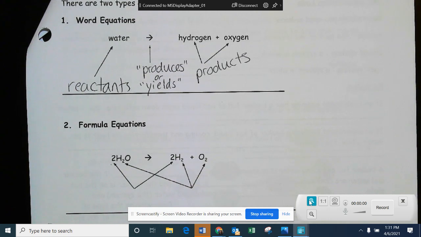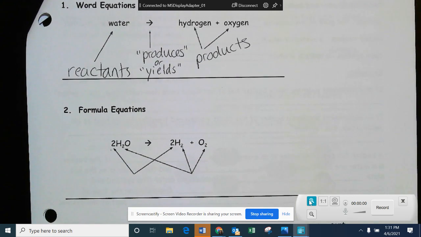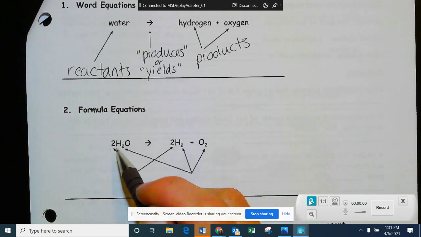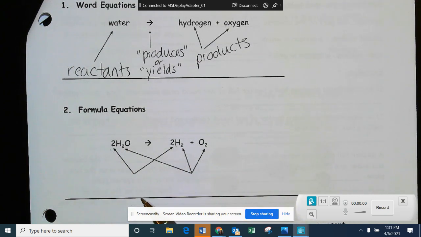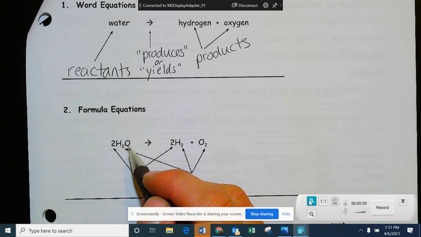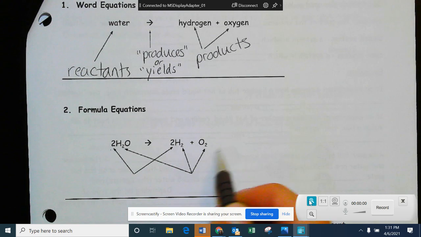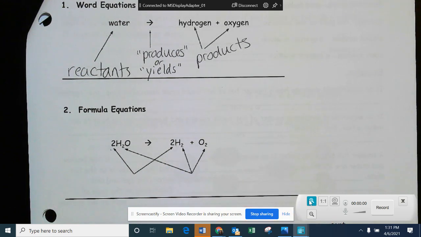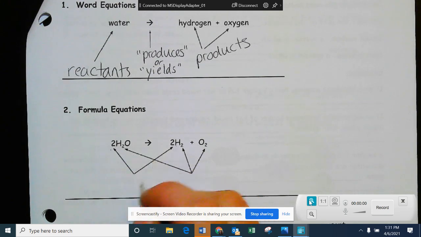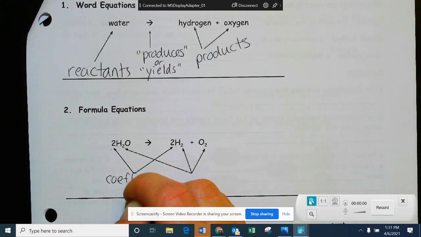Formula equations. This is important, these numbers here. Do you guys remember why these numbers are important? No? You have to have the same number of atoms on your reactant and your product side, and we'll talk about why that is later. But just know that these numbers that are large and in front of things are called coefficients.